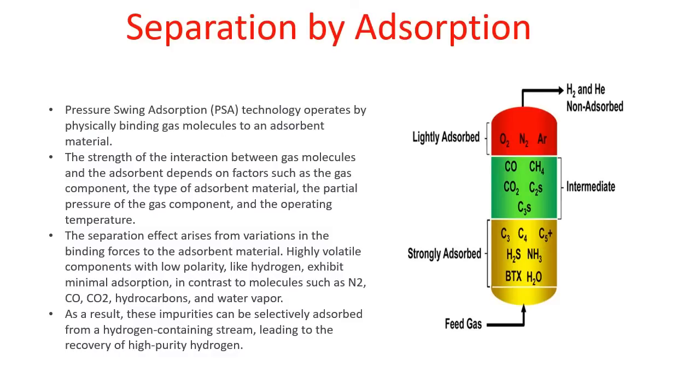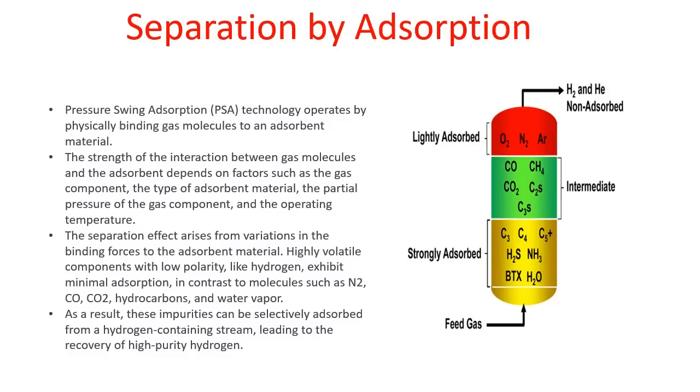Now let's discuss the basic operating principle of this process, right? And this separation of hydrogen is basically done through a technique called adsorption. So pressure swing adsorption technology operates by physically binding the gas molecule to an adsorbent material. The strength of interaction between the gas molecules and adsorbent depends on factors such as the gas component, the type of adsorbent material, the partial pressure of the gas component, and the operating temperature. The separation effect arises from variations in the binding forces to the adsorbent material.